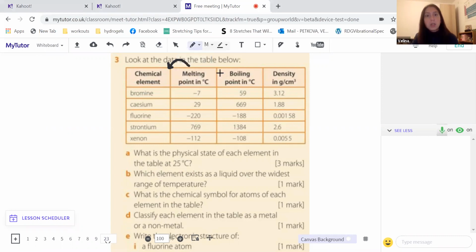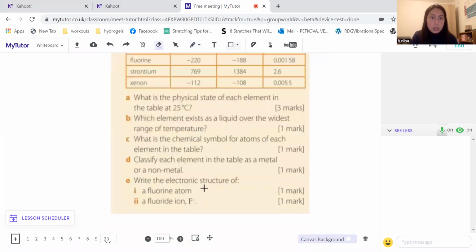So which elements exist as a liquid over the widest range of temperatures? So what is the question looking for here? Does anyone know? Yeah, brilliant. Strontium, perfect. So we're looking for something with the largest difference between these two. I think strontium has a higher difference than cesium, but you'd have to check that with a calculator. Yeah, perfect.